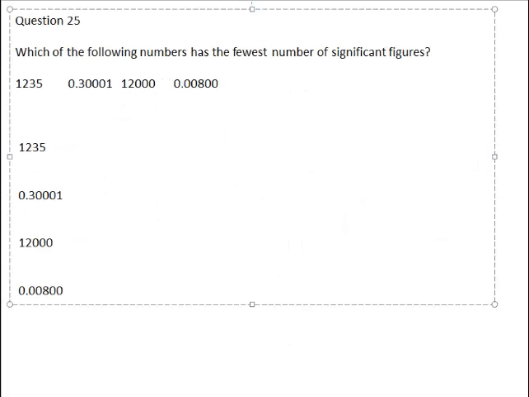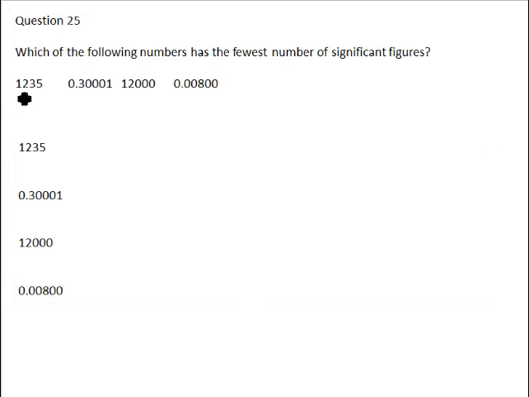Okay, for question number 25, we're going to look at these numbers and see which one has the fewest number of significant digits. So that just means identifying how many significant figures in each one. So 1, 2, 3, 4, 5, no zeros, no problem there. That has 4 significant figures. This one, the zeros are all in between 2 non-zeros. That means they're all significant. So 1, 2, 3, 4, 5 significant figures there.